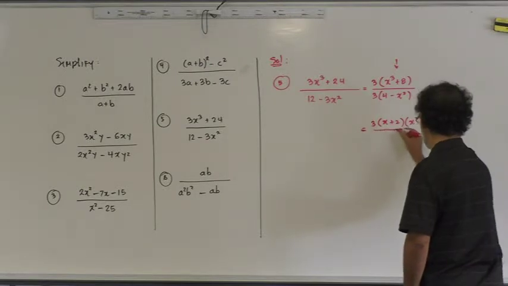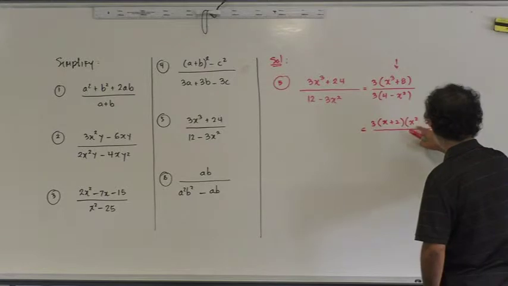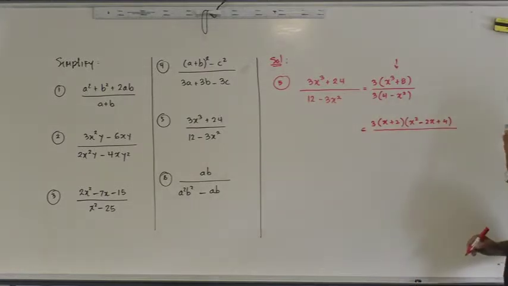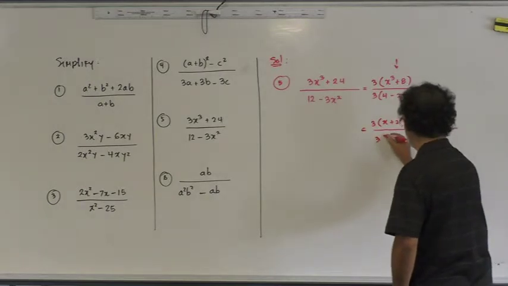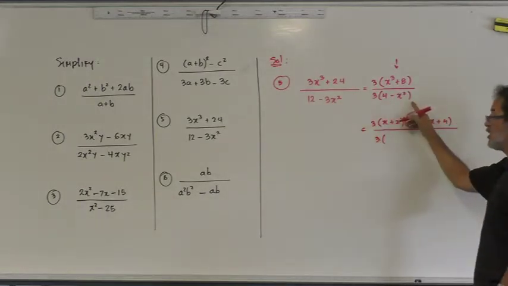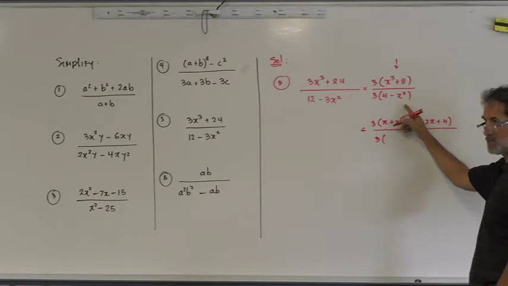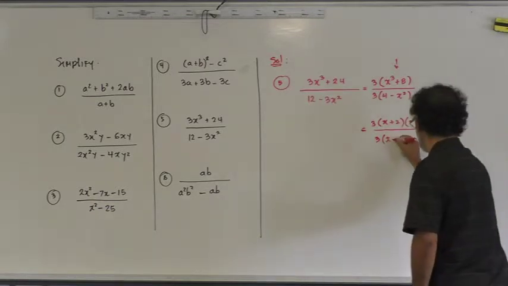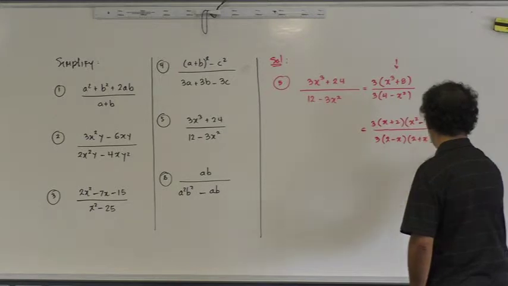Shouldn't it be minus? Yeah, that one should be minus. Yep. Okay, and then at the bottom we have 2 minus x squared. This is the difference of two squares. Okay, so this is the same as saying 2 squared minus x squared. So we're going to have 2 minus x, and then 2 plus x, like that.